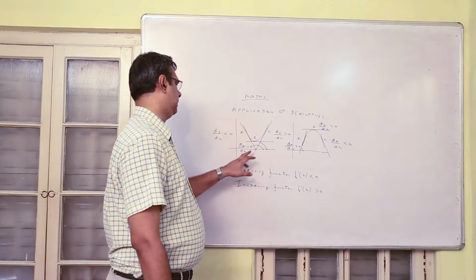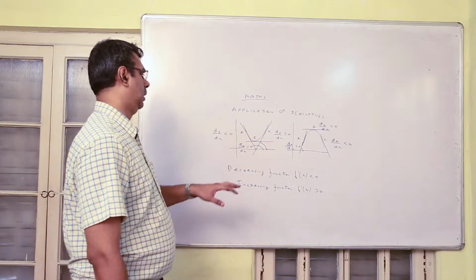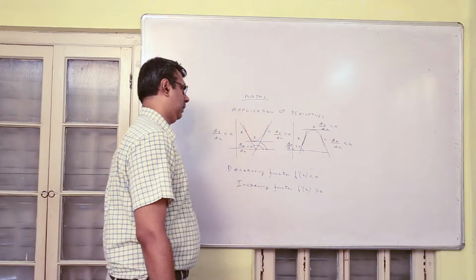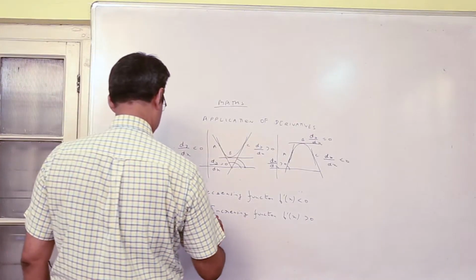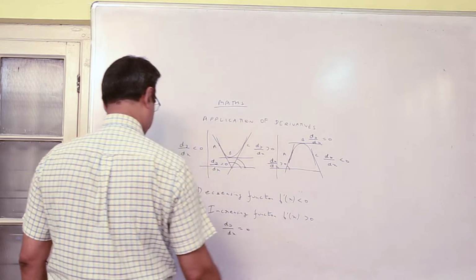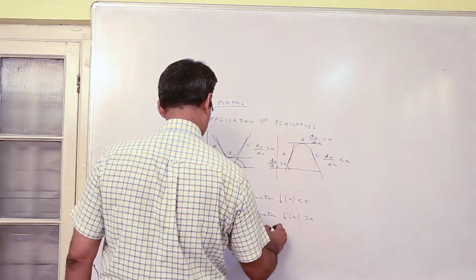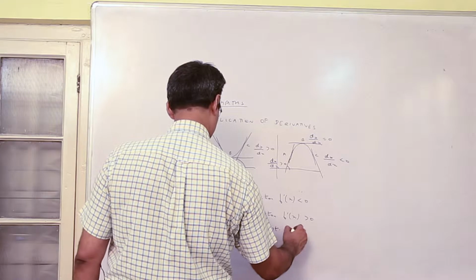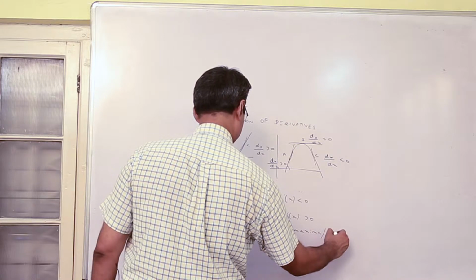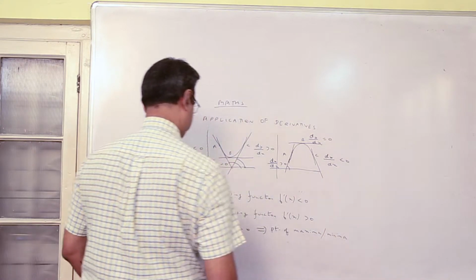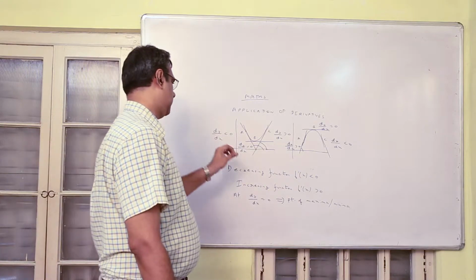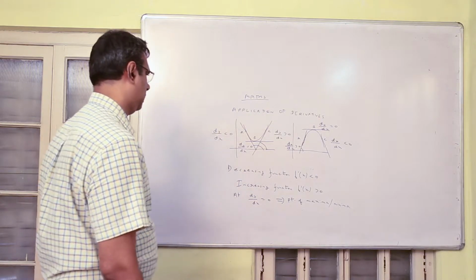Now, when the derivative is 0, it is either a point of minimum or a point of maximum. So, at dy by dx equal to 0, we say that it is a point of maxima or minima. So whenever dy by dx is equal to 0, it's a point of either maxima or minima.